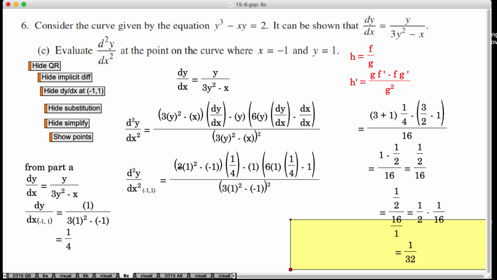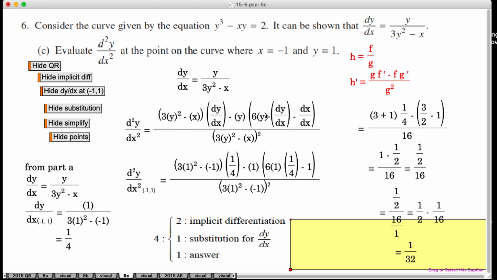And so here's what they gave you the points for. They gave you 4 points for this question, 2 points for implicit differentiation. So you have to make sure you use the quotient rule, and I'm sure they're looking to see that you did the chain rule in these parts right here. And then you get 1 point for substituting a quarter for dy dx at that point. And then you get 1 point for the answer, which is 1 over 32.